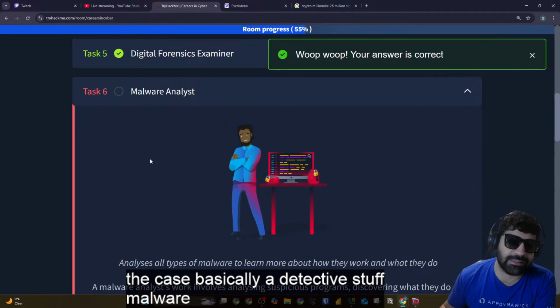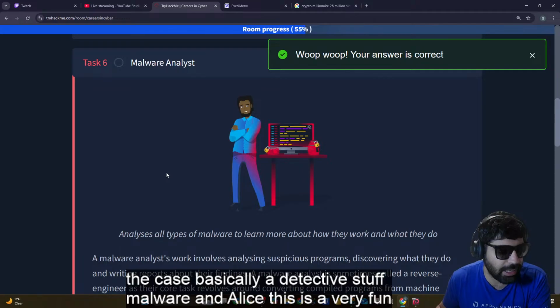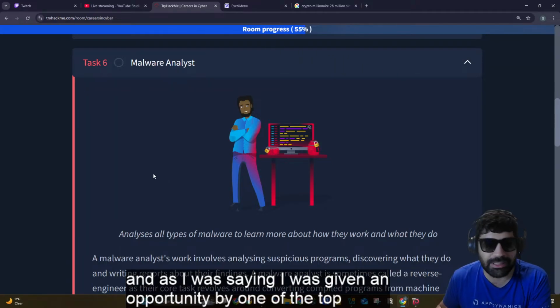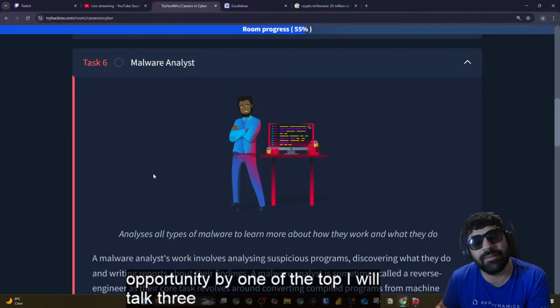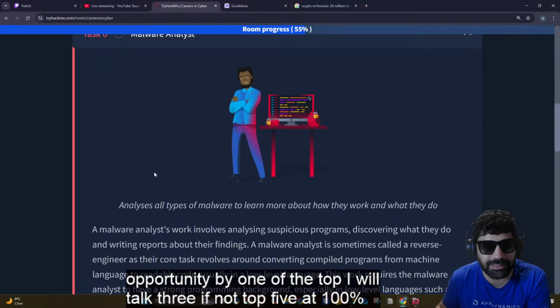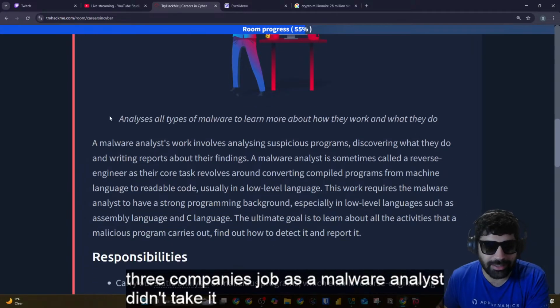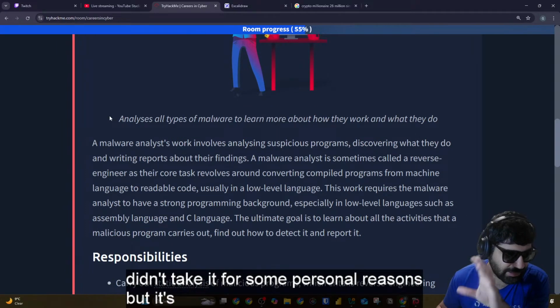Malware analysis. This is a very fun one, and as I was saying, I was given an opportunity by one of the top, I will say top 3, if not top 5, at 100% top 3 companies. A job as a malware analyst. Didn't take it for some personal reasons, but it's amazing. It's amazing, I will tell you.